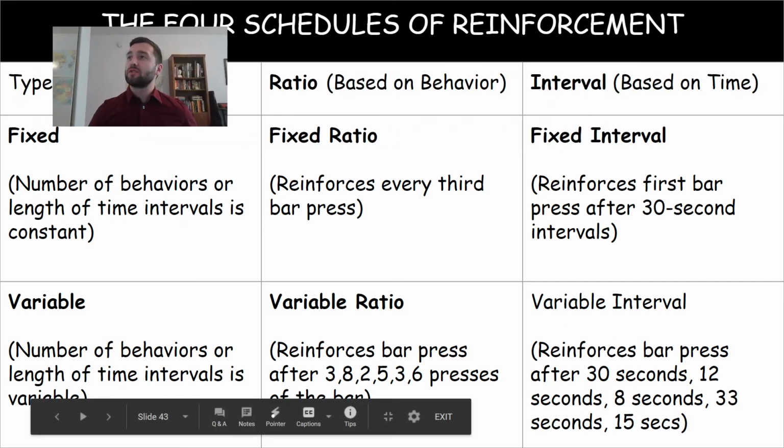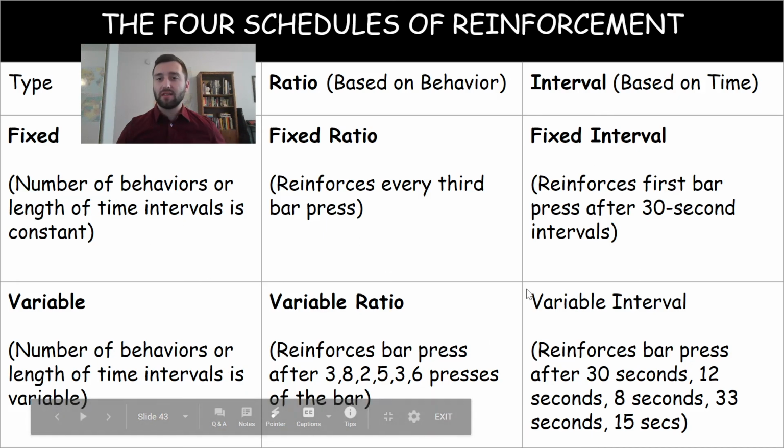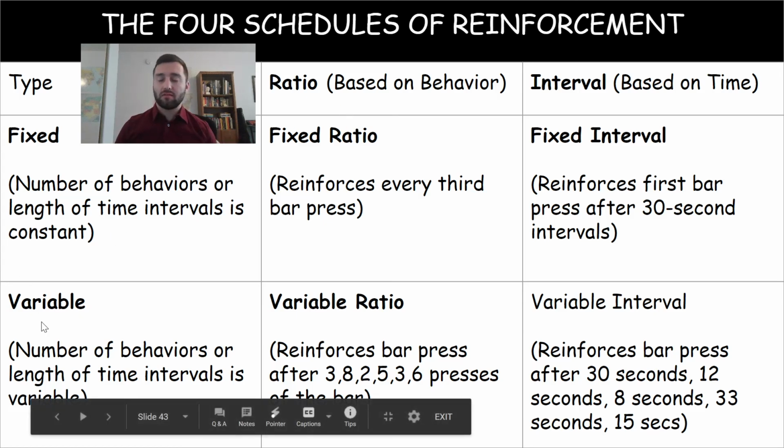So again, we have this nice little chart. This is just comparing them. As long as you can remember what fixed versus variable is and ratio versus interval is, you should be able to combine these and put them together. So again, fixed is the number of the behavior or the time in between the intervals is the same. It's constant. Fixed is constant. Variable means it's variable. It changes.